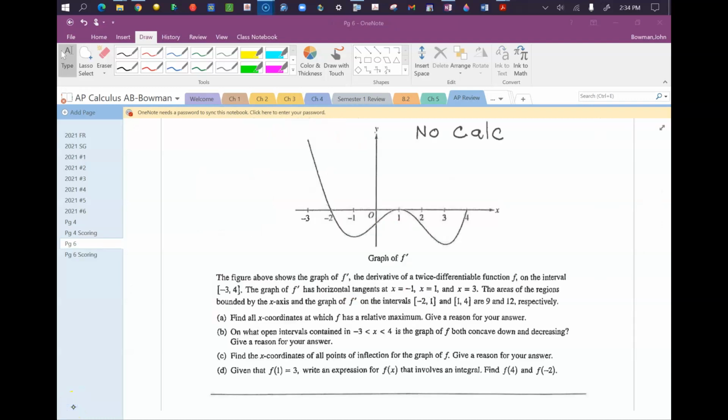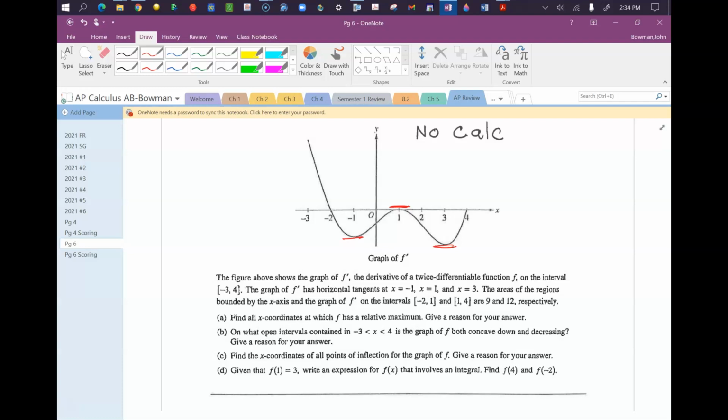In this second problem, it is also a no calculator problem. We are given the graph of f prime. The figure above shows the graph of f prime, the derivative of a twice differentiable function f on the interval from negative 3 to 4. The graph of f prime has horizontal tangents at x equal negative 1, x equal 1, and x equal 3. So the derivative of f prime is equal to 0 at those places.